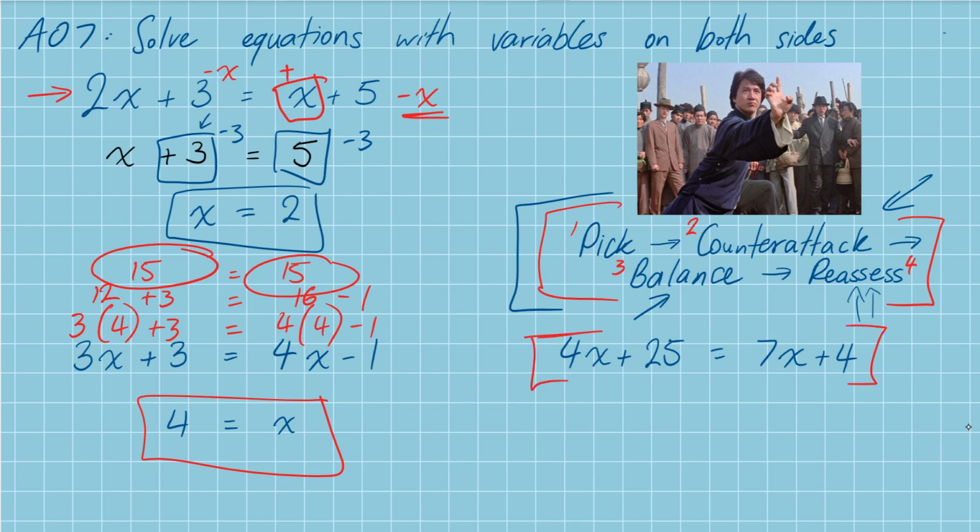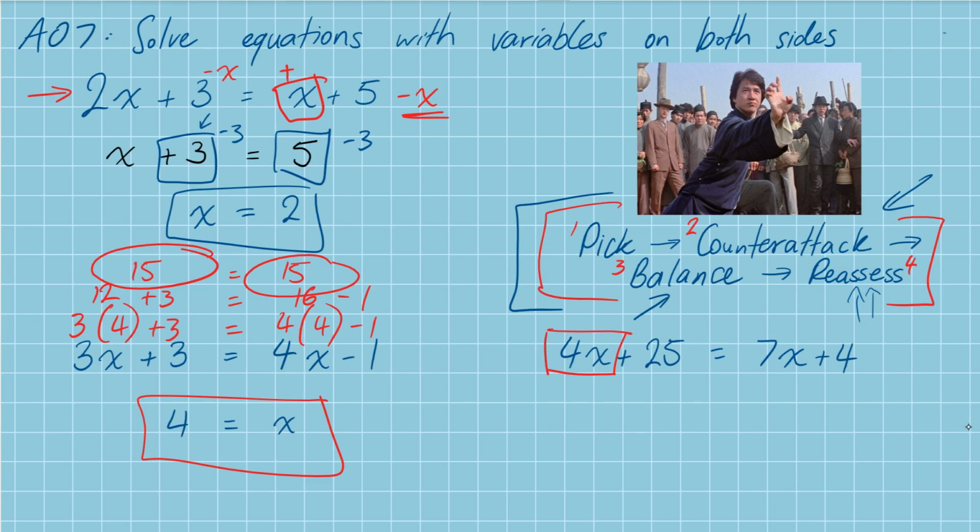Let's have a look at our second question here. 4x plus 25 equals 7x plus 4. Okay, so let's start. I'm going to take this guy here out. I just like to take the x's out to begin with, so I'm dealing with less x's.